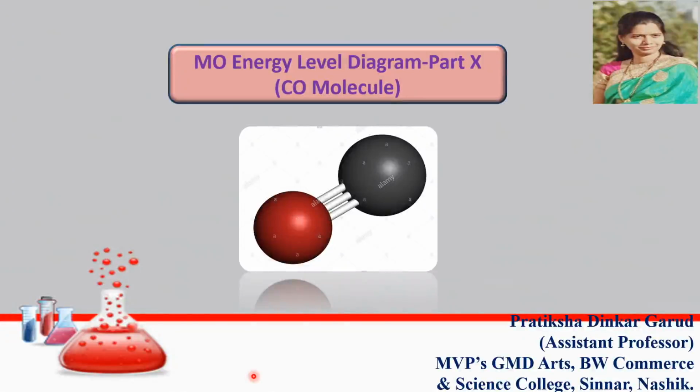Hello friends, welcome back. In this video, we are going to study the MO energy level diagram for the CO molecule. CO means the carbon monoxide molecule. Now in this structure, we can see that there is a triple bond between the two atoms, that is the carbon and the oxygen atom. So let us study this.